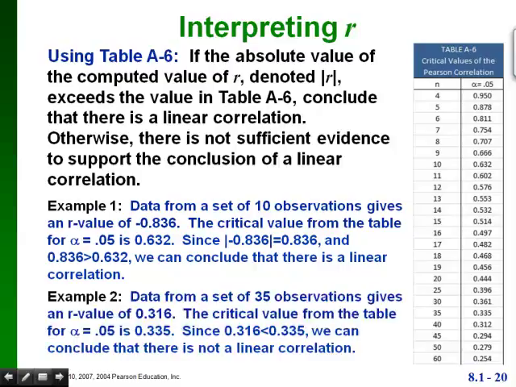Here's another example. In this one we have 35 observations, so our n is 35. We got an R value of 0.316. If we look up the critical value in our table, for n equals 35 we have 0.335. Since 0.316 is less than 0.335, that means there's not enough evidence to conclude that there's a linear correlation.